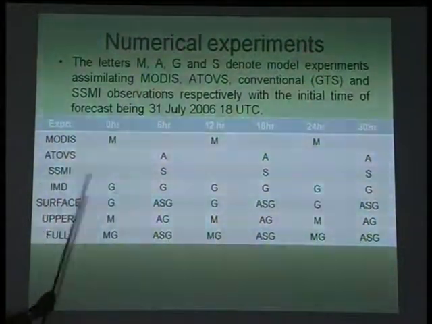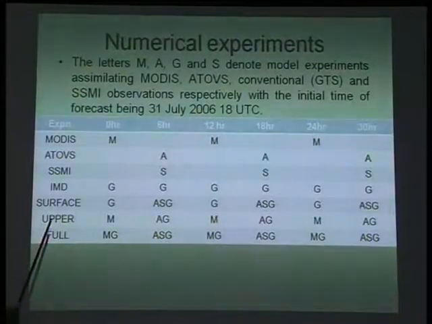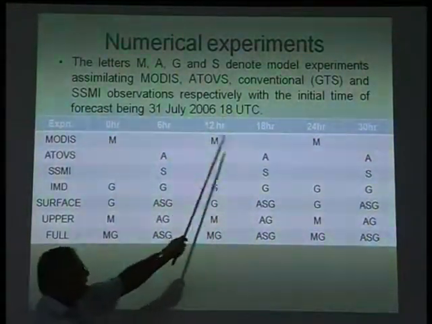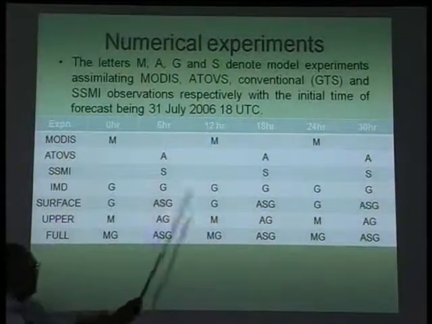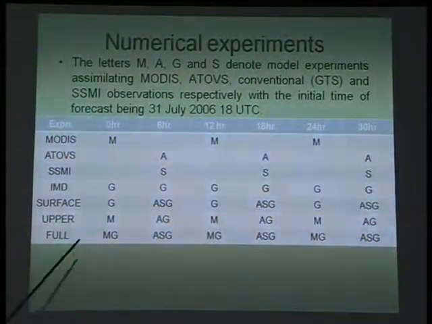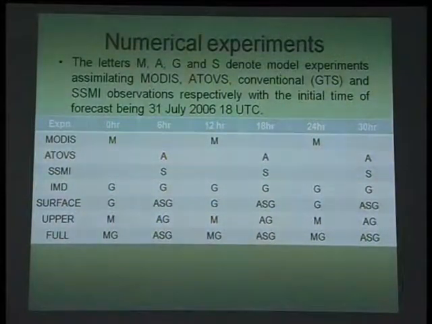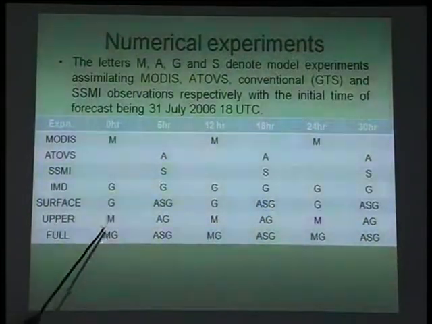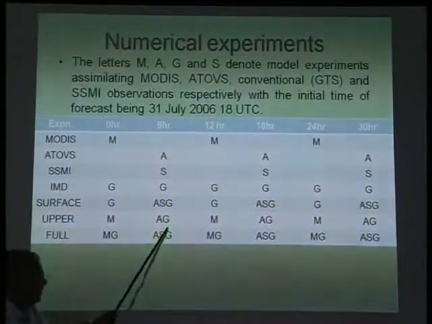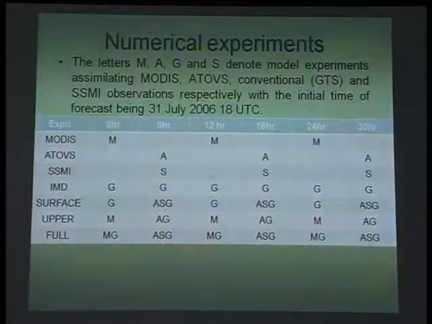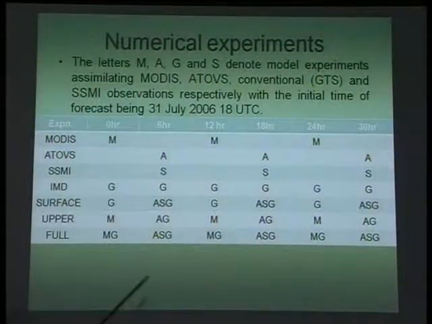And then we have the SSMI. Then we have the IMD, conventional Indian Meteorological Department observations. G indicates that these are the GPS data available. Then we have the surface data again from the GTS. Then we have the upper air, which is called the upper experiment, so all upper air data from balloons, from ATOVS, from the conventional GTS, all are being used. And then we have the full experiment in which surface, upper air, all possible observations are assimilated.